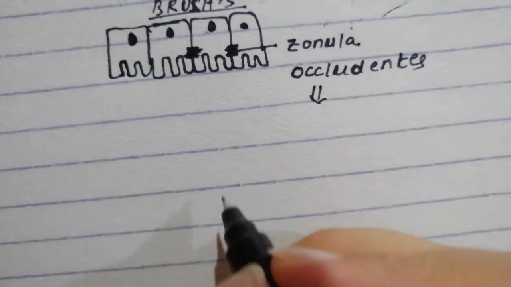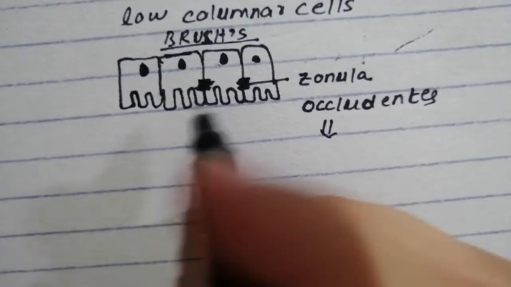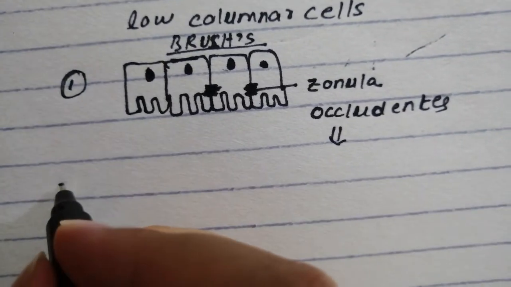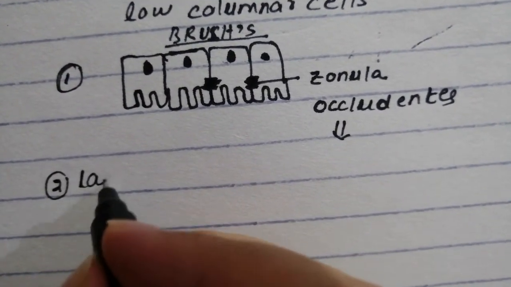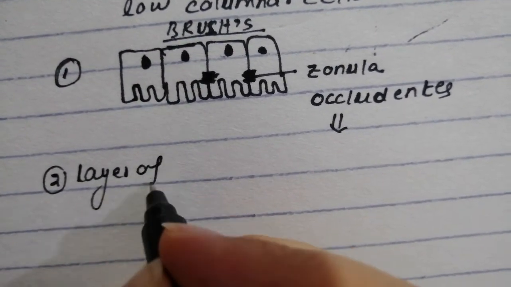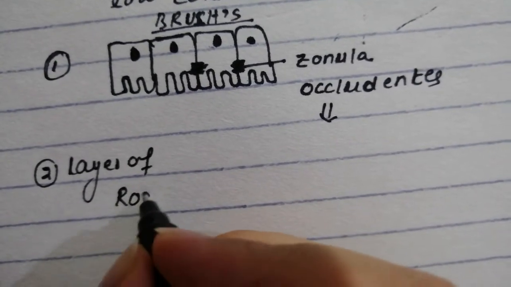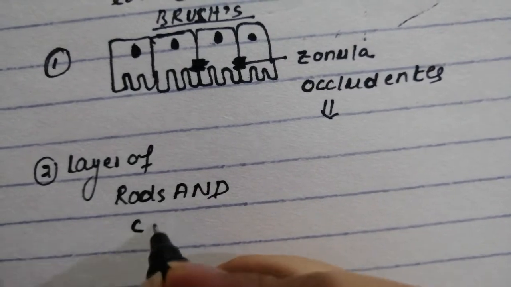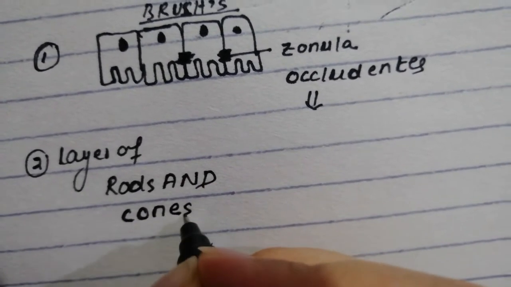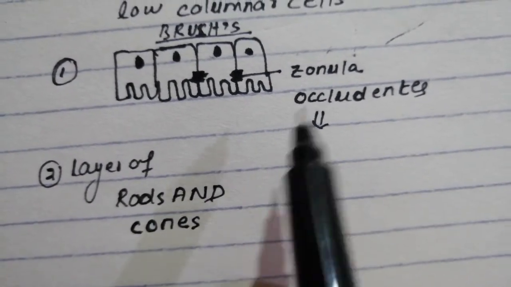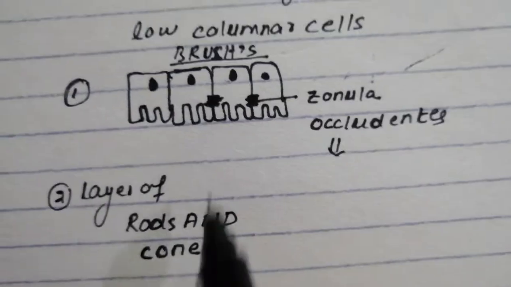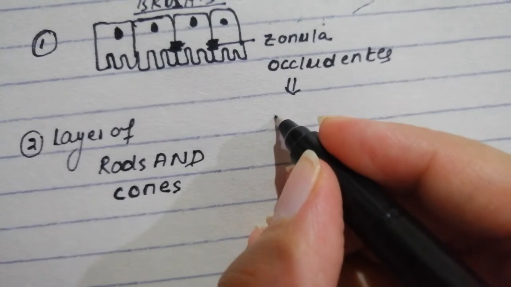So a rod and a cone. The retina has this layer which is the outermost. Then the next layer is the layer of rods and cones. The photoreceptors, or the receptors in the case of the retina, are the rods and the cones, right? And they have various parts to them. In the layer of rods and cones, actually the photosensitive part is located. And which part is that?